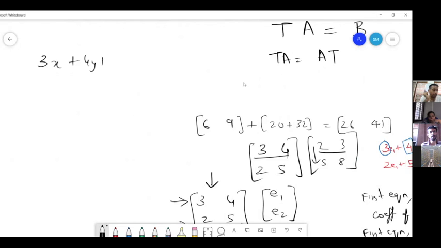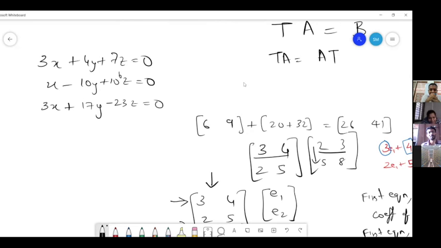Then we'll just consider a simple homogeneous equation. So 3x plus 4y plus 7z is equal to 0. x minus 10y plus 10 power 6 z is equal to 0. Then 3x plus, I am running out of imagination, minus 23z is equal to 0. As complex as the previous, at least in terms of finding a solution. In terms of finding a solution, is it? Do you agree with the statement that it is as complex?